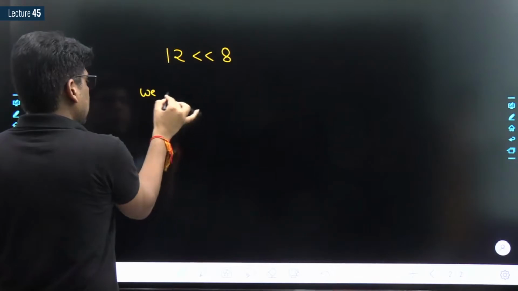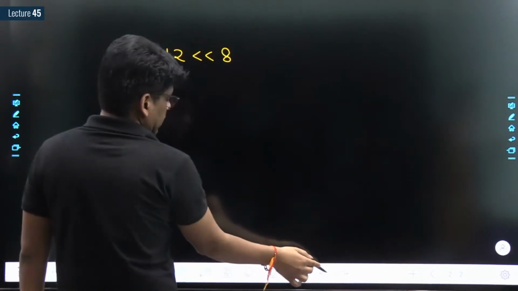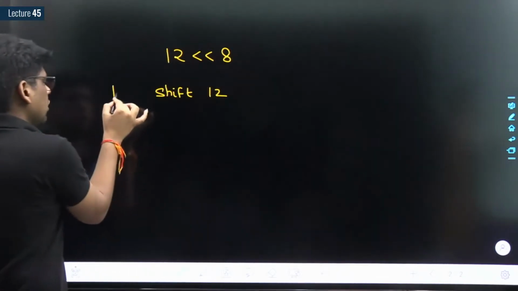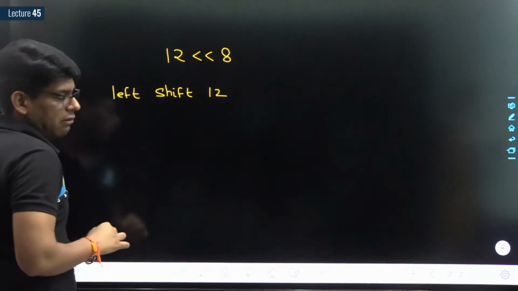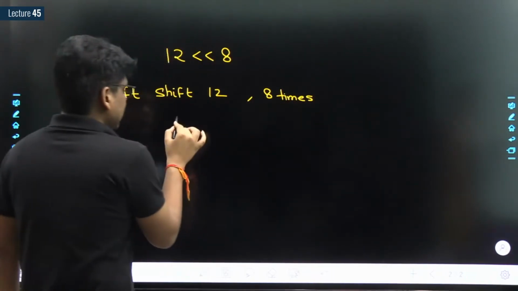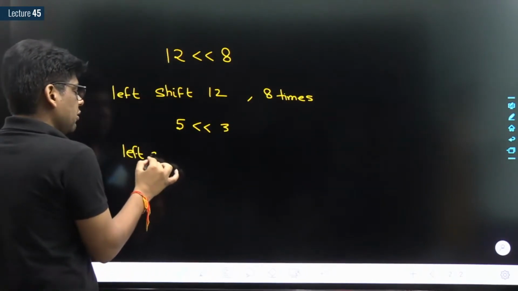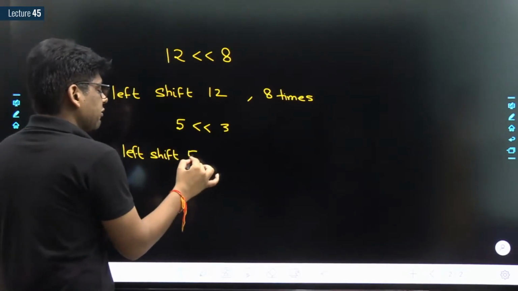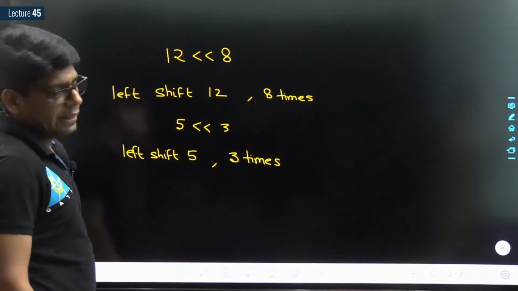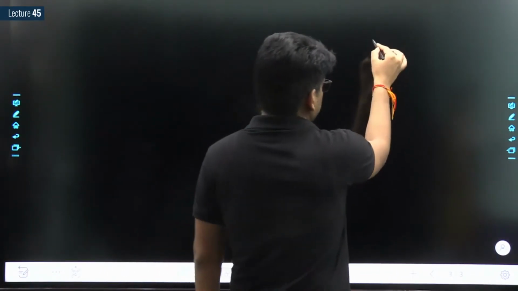We are trying to left shift the value 12, how many times? 8 times. That means 5 left shift 3 is nothing but left shift 5, how many times? 3 times. That is the meaning of binary operator. Okay, let us start with a question.